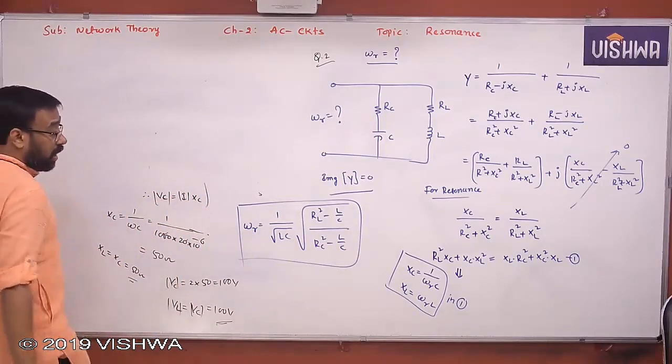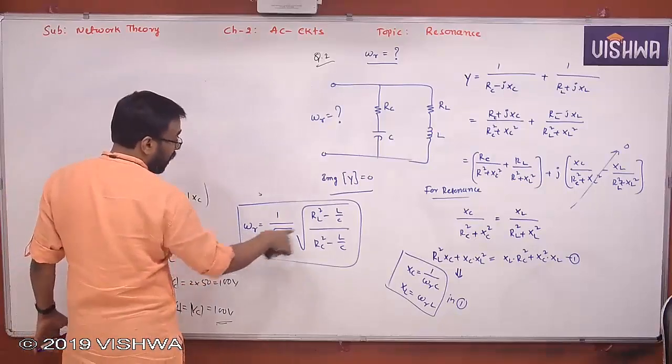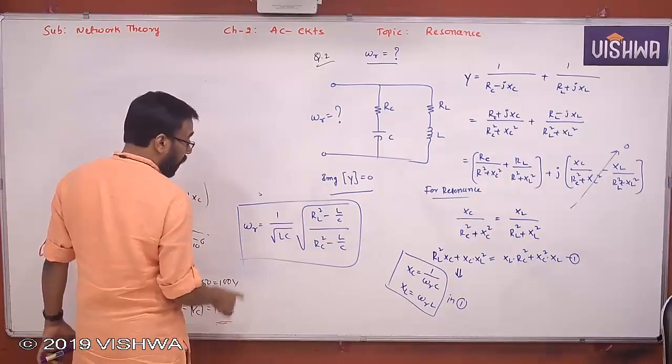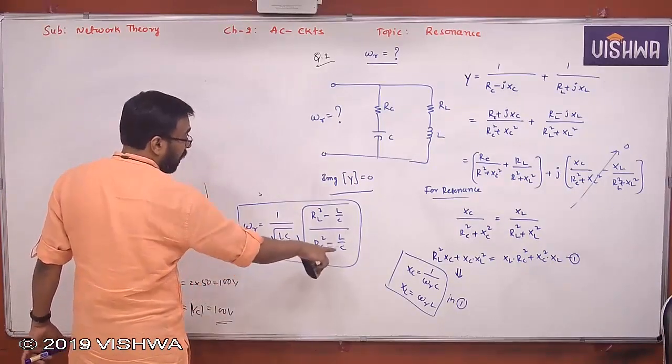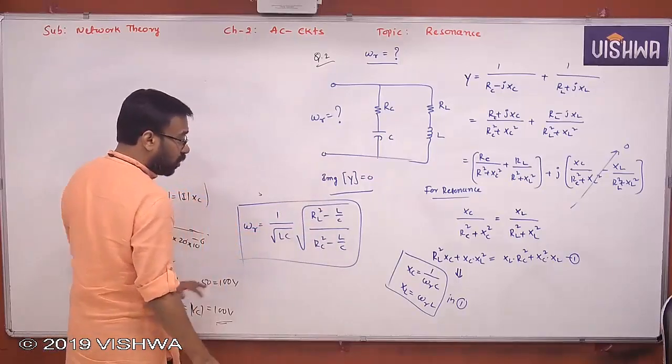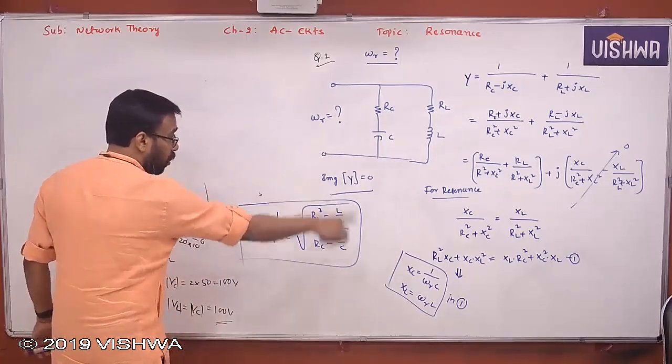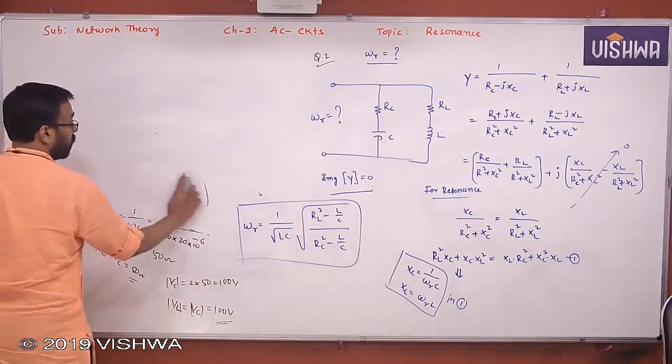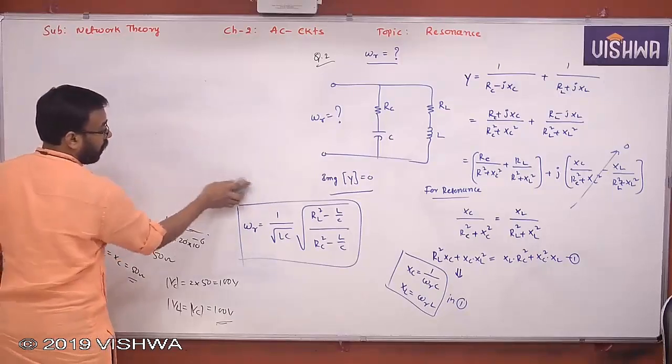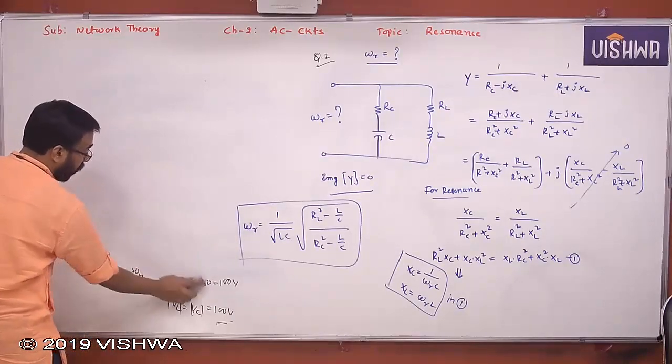You can't remember. If omega R is asked and all the values are given, then it's okay. But if omega R value is given or any one of the parameters is asked, I'm sure that this formula won't help you. Again, you have to do from the beginning and then work it out. Clear? So this procedure is very important.